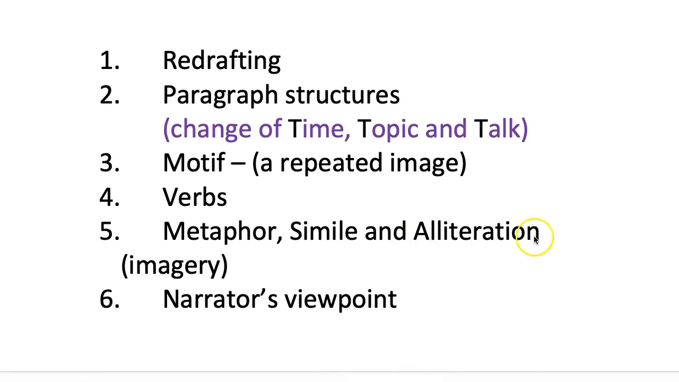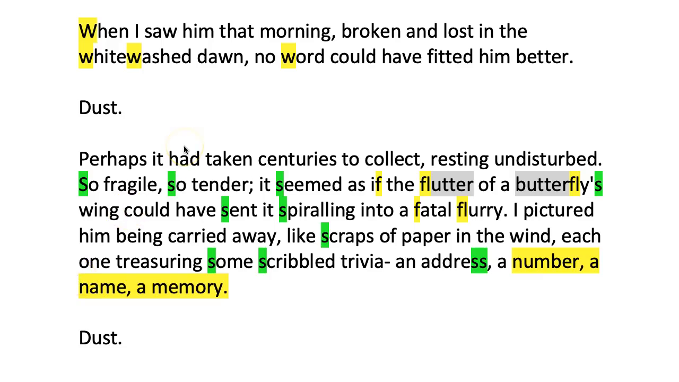Right, let's now look back at the alliteration that we've seen. So let's explore the sounds that this student's created here. At the beginning of this extract, you can see the alliteration of the W sound, and that creates a mournful sort of sound. It creates a sense of longing if you just listen to it out loud. Whitewashed dawn, no word. You can feel the lament in it.